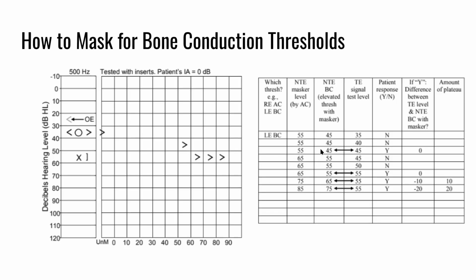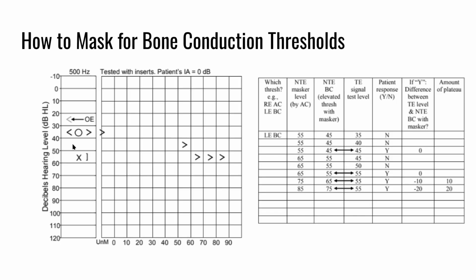So we start out by having our masking level set to 10 dB above what our unmasked right ear bone conduction threshold was. It was at 25 dB. Then we set our masker 10 above that at 35. Let me rephrase that here. I think I misspoke. Our unmasked bone conduction threshold for the right ear was at 35.